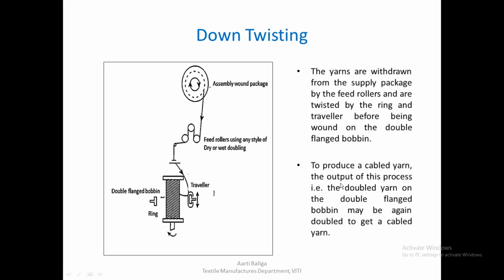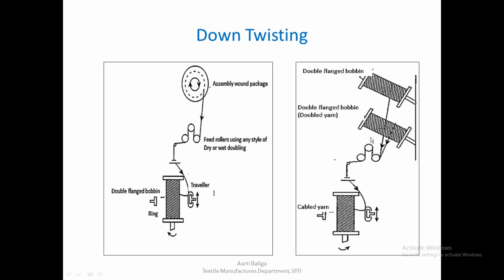To produce a cabled yarn, we need to have one more step here. The output of this process, that is this doubled yarn on the double flange bobbin, may be again doubled to get a cabled yarn, and the passage would look like this. We have two double flange bobbins, that is these are two doubled yarns which are again passed through the system to get a cabled yarn.